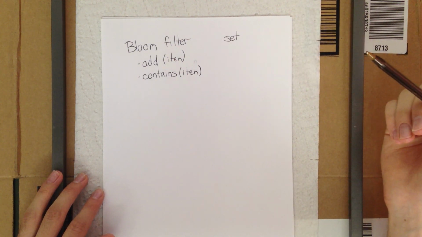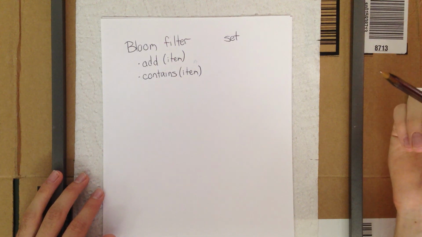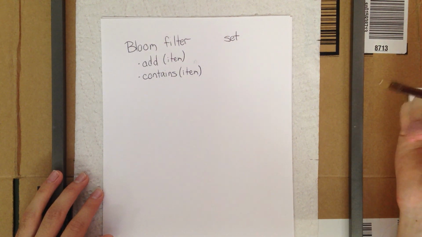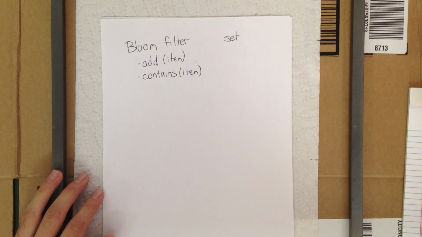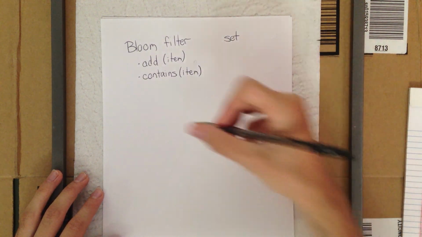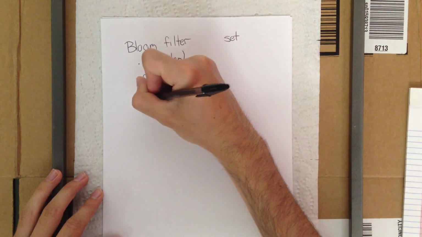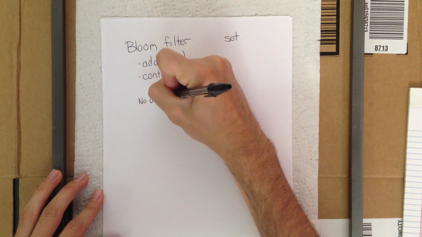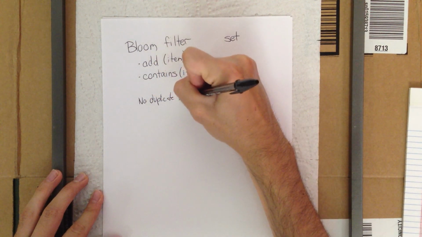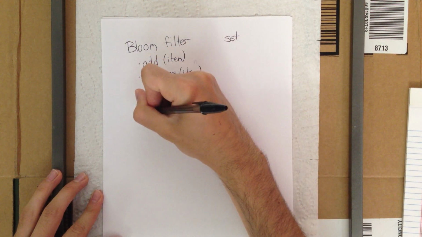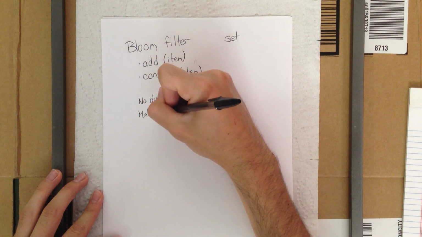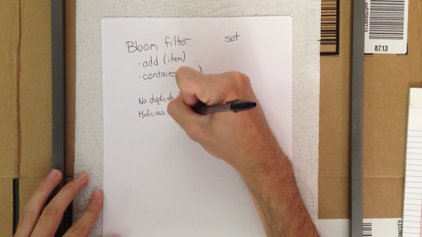Another use case for Bloom filters that's used in practice is the Chrome browser made by Google. It has a list of a large number of malicious URLs. Let me write down these use cases. No duplicate tweets, and then malicious URLs.